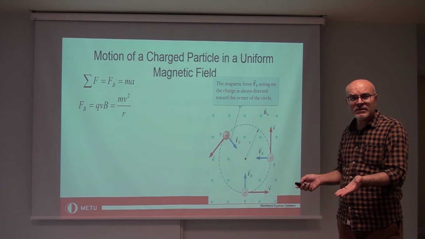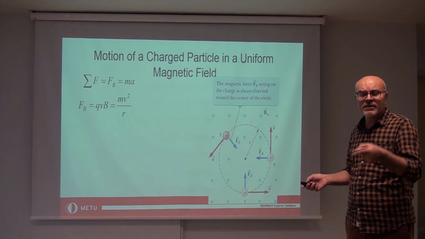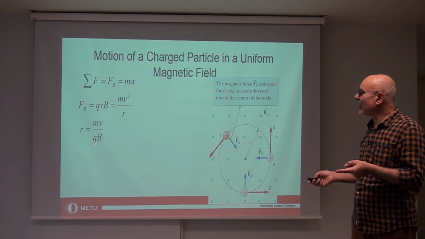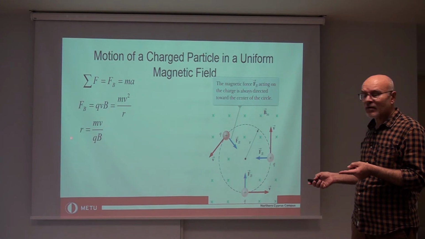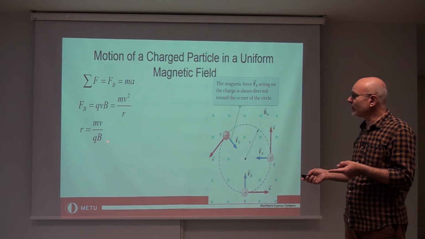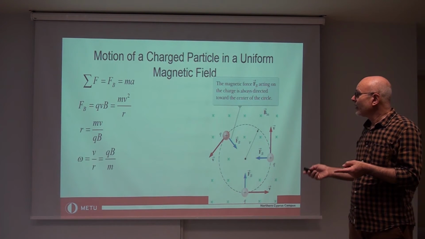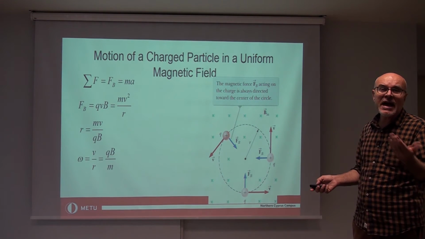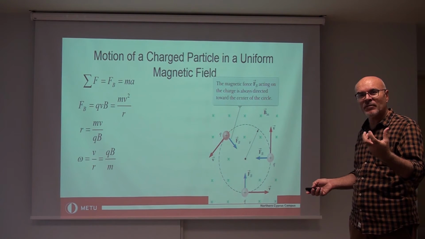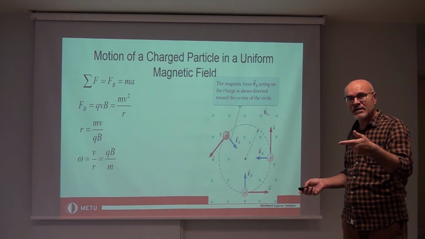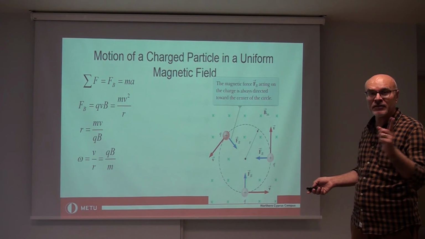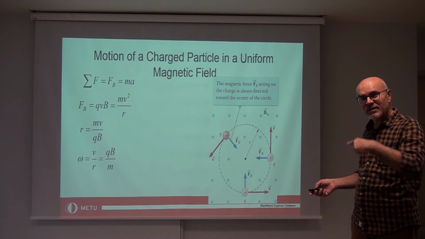An interesting quantity is the radius of the orbit. If you isolate r, you get r is equal to mv over qB. So r depends on the velocity, the speed, and also on q and B. Another quantity is the angular speed of the particle. You remember omega, the angular speed, which is the speed divided by the radius. In this case, this is qB over m. Note that it's independent of the speed.